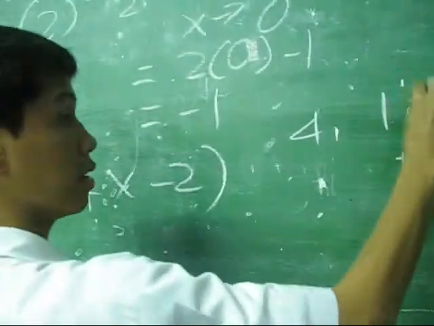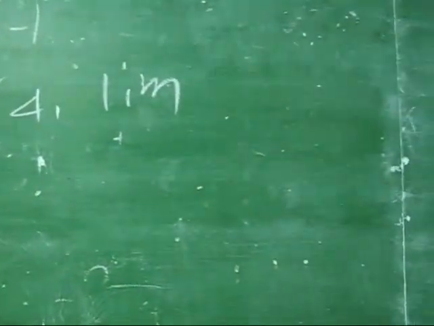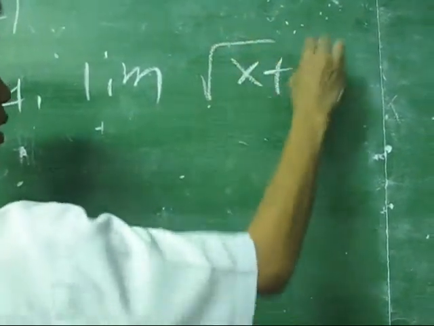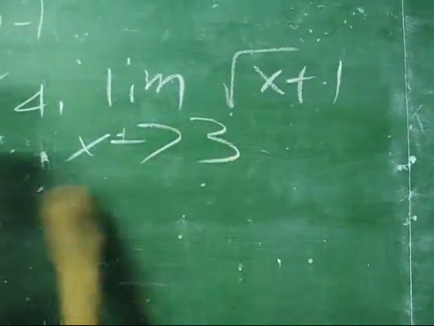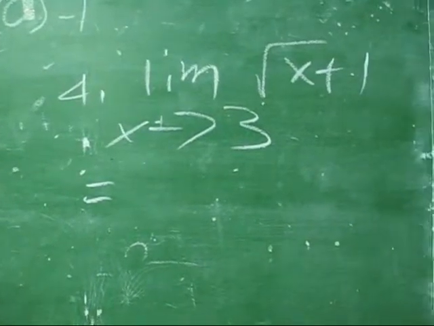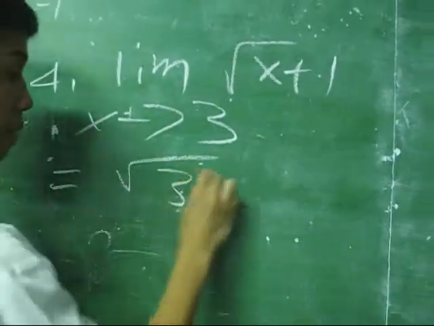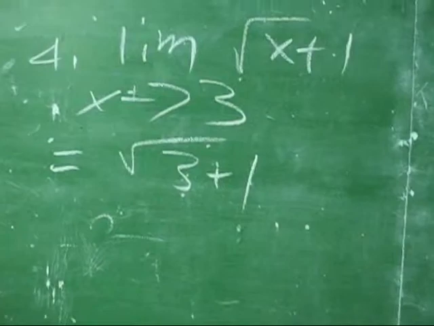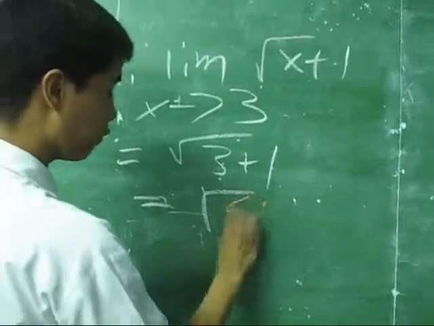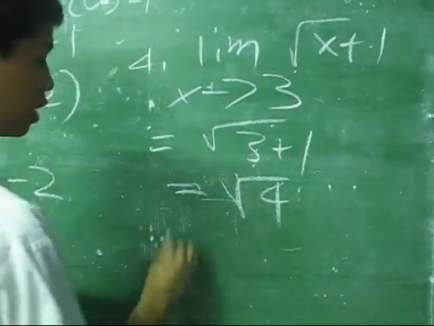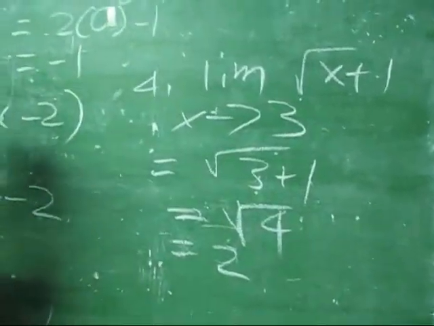For the last property, let us give limit of the square root of x plus 1 as x approaches 3. It will be equal to the square root of 3 plus 1. It will be equal to the square root of 4. What's the square root of 4? It is 2. That is our answer. That is all for the properties of limits.